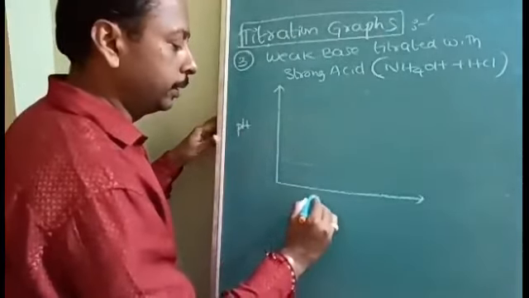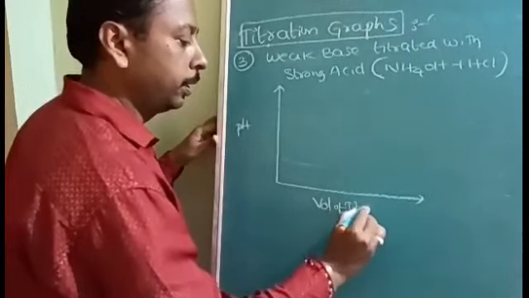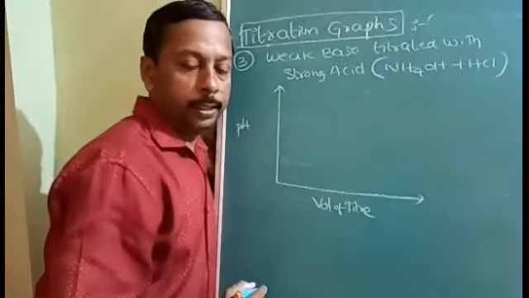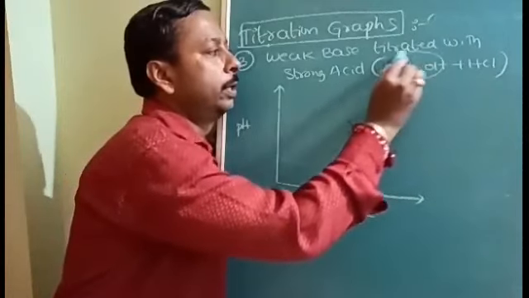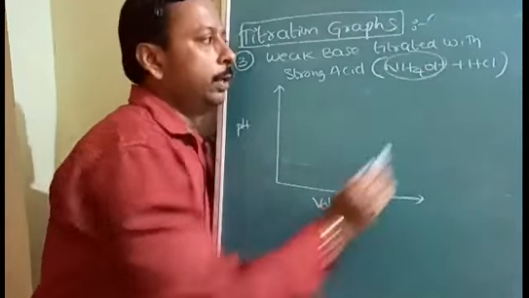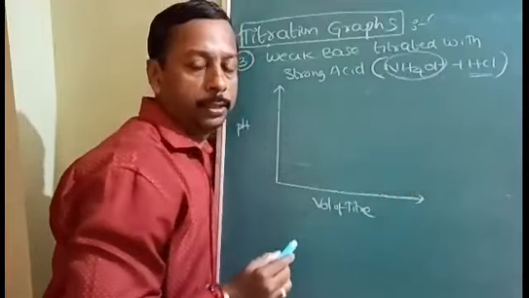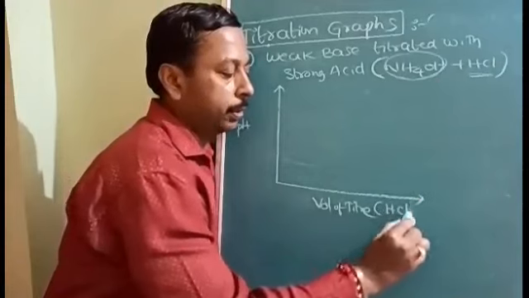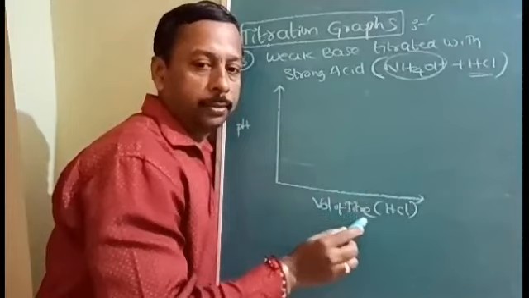On x-axis, we will take volume of titrant. Here titrant is what? NH4OH or HCl? Here we are titrating ammonium hydroxide. Our intention is to calculate the pH of NH4OH, and we are using for that purpose HCl. HCl is in burette, ammonium hydroxide is in conical flask. So titrant will be HCl. The substance which is used to determine the concentration of the other is called a titrant.